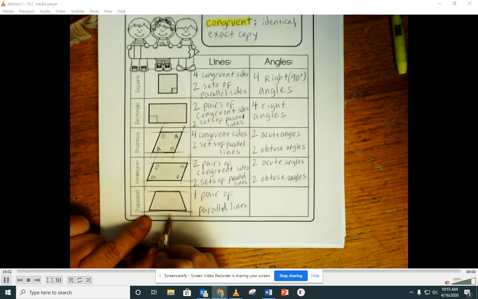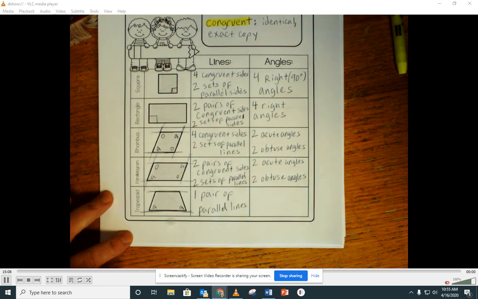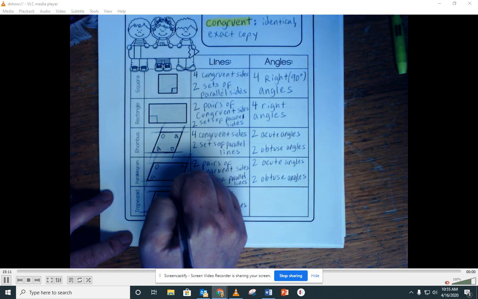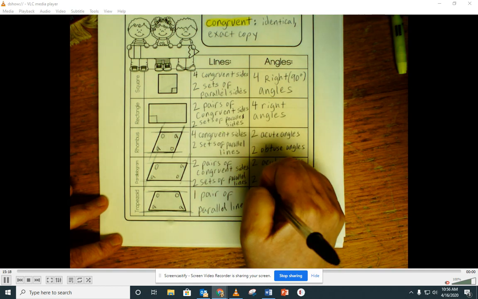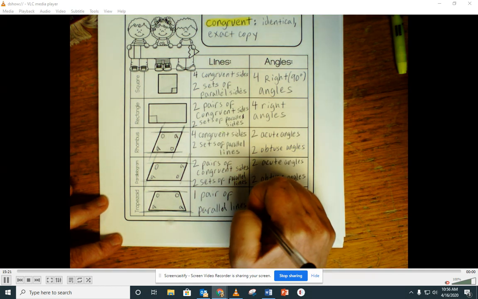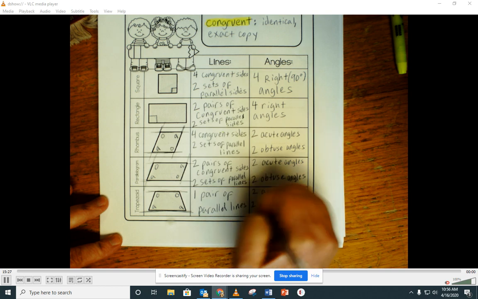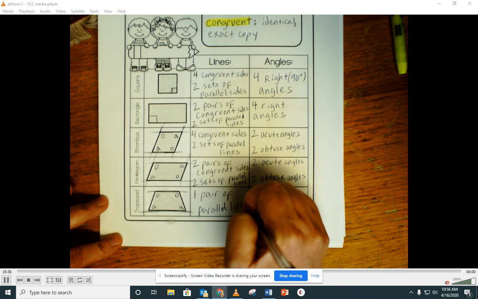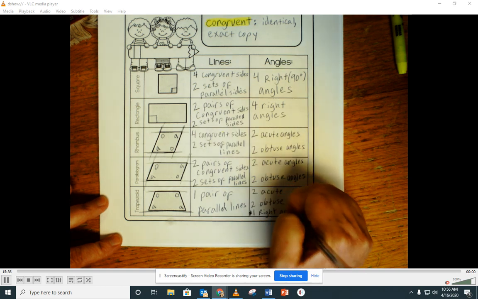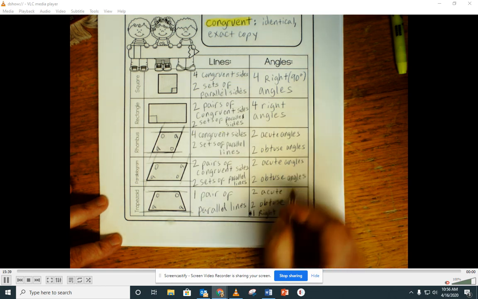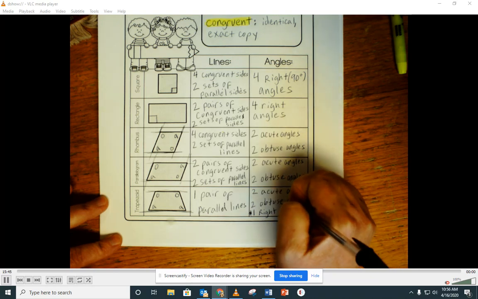Now let's look at our angles. Now we have acute angles down in the bottom corners and obtuse angles up at the top. 2 acute and 2 obtuse, and maybe a right angle, which I will draw for you after we finish writing this. 2 acute angles and 2 obtuse angles.